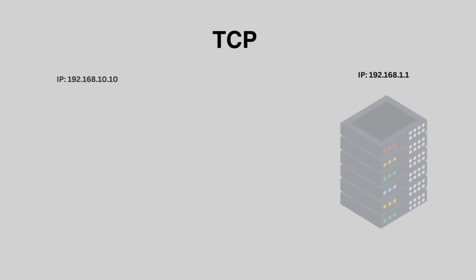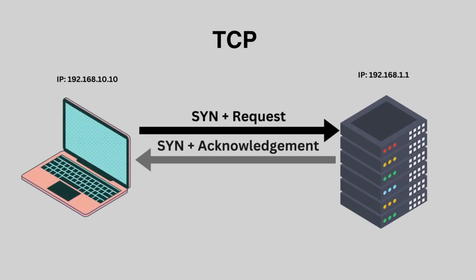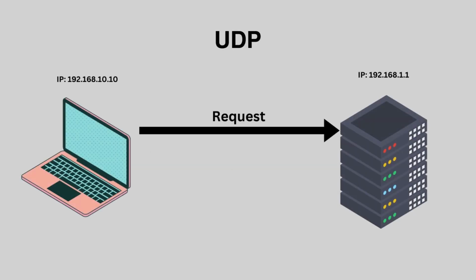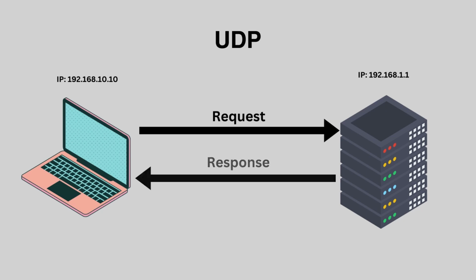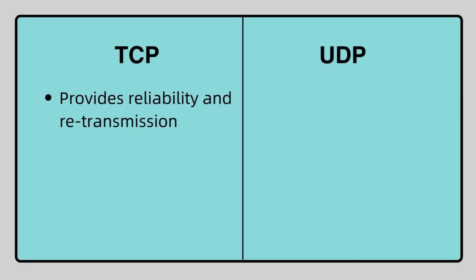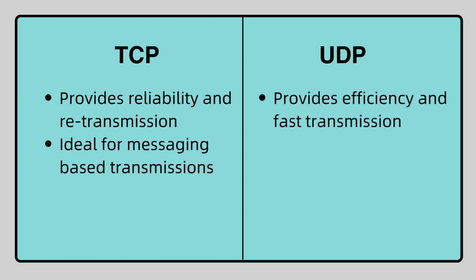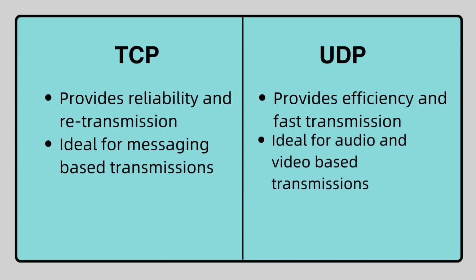TCP works by implementing a 3-way handshake, which ensures reliability and retransmission, whereas UDP offers great efficiency at the expense of one-time transmission. TCP works better for services that favor reliability, such as message transmission, and UDP works better for services that require quick transmissions, such as video and audio services.